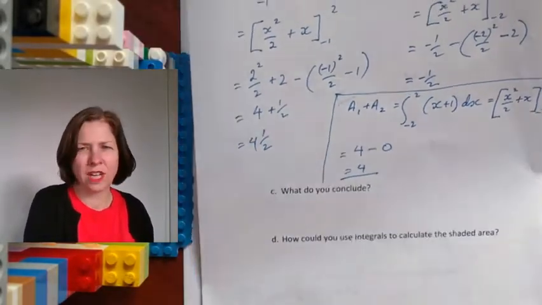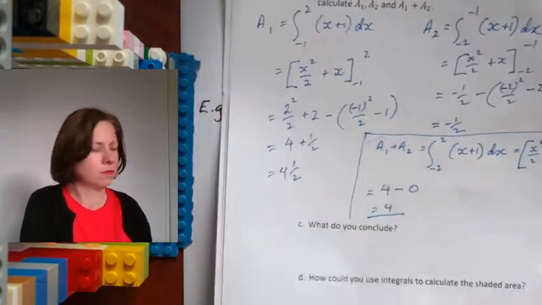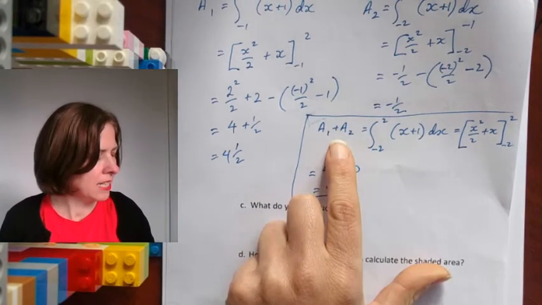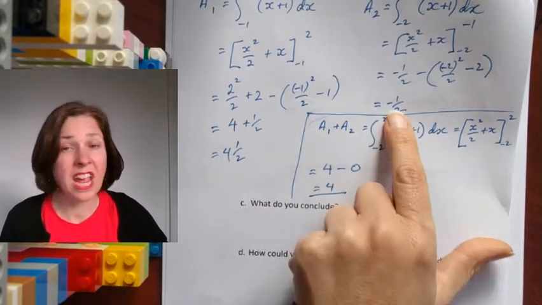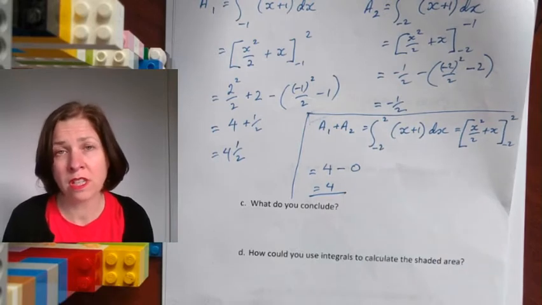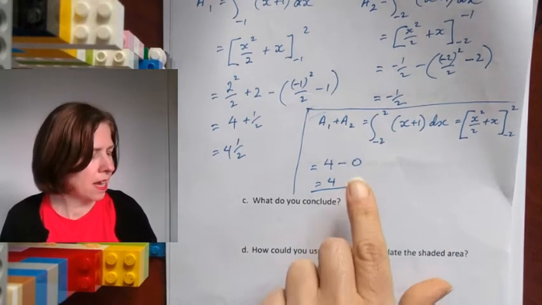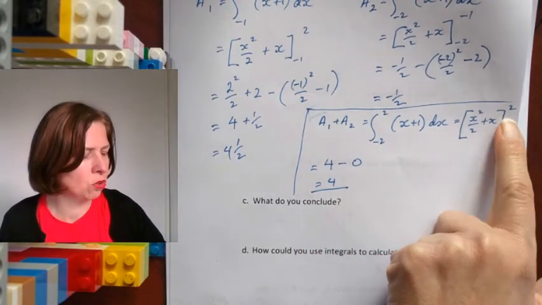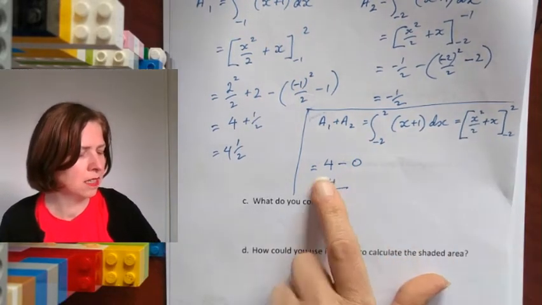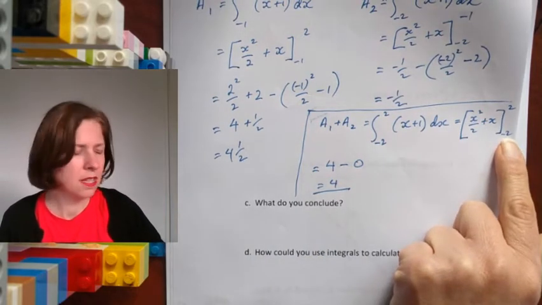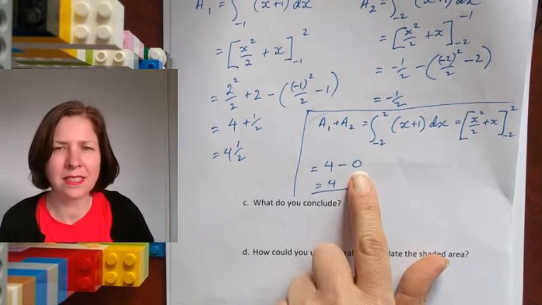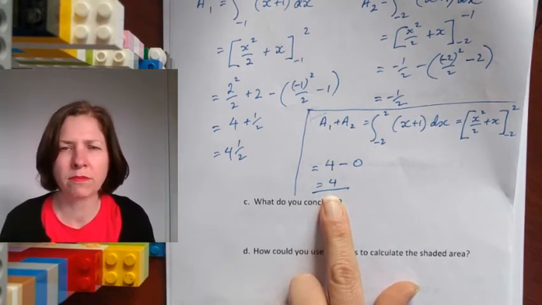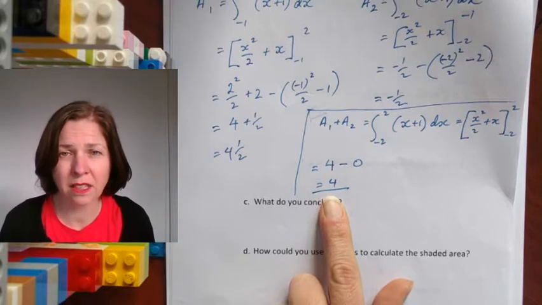All right, now let's look at the sum of those two. A1 plus A2, I didn't add these together, although if I did, I would get 4, not 5, which is what I got on the other side. So I go from -2 to 2, so I substitute in 2 into here, which gives me the 4 again. I substitute in -2, that gives me 0. So 4 minus 0 gives me a total area of 4, which is not what we expected, okay?